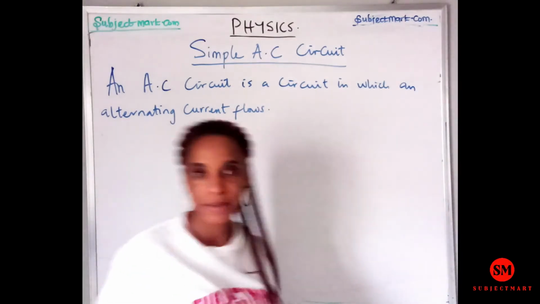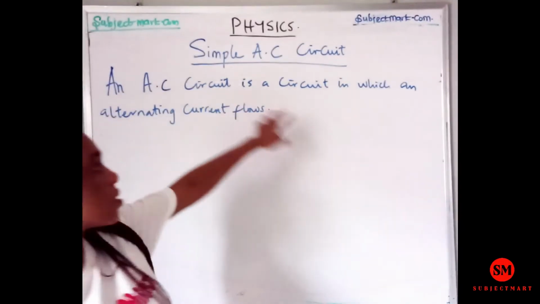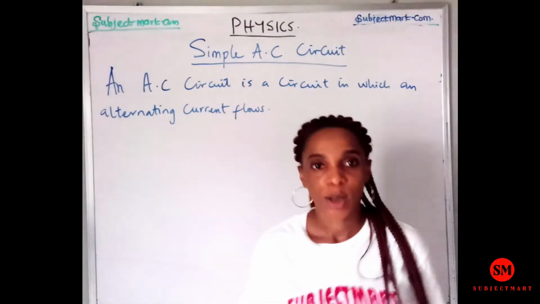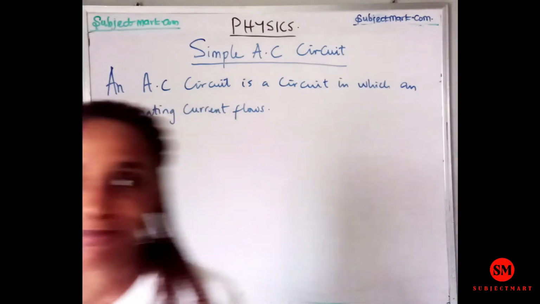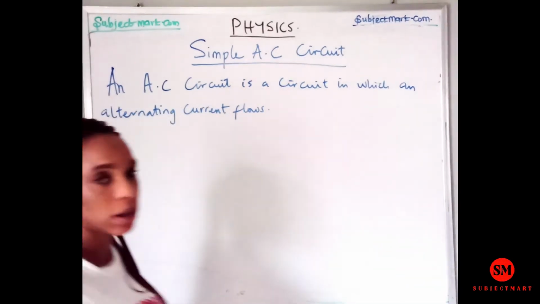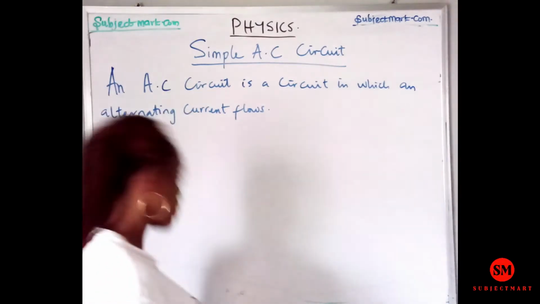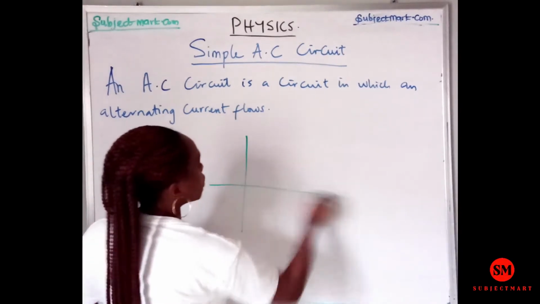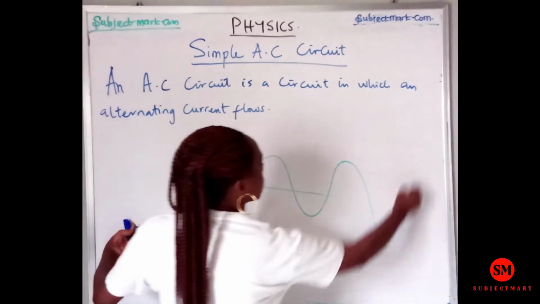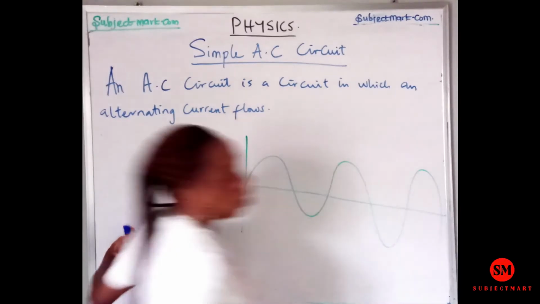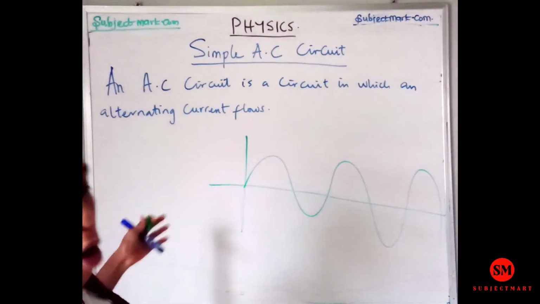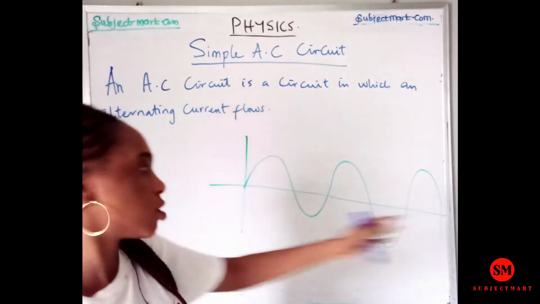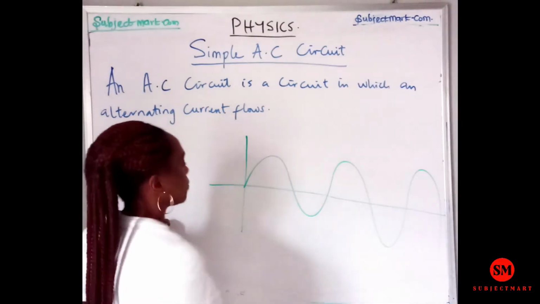What is an AC circuit? An AC circuit is a circuit in which an alternating current flows. An alternating current is usually of this form. Alternating current is a type of current that changes direction periodically or sinusoidally, as you can see.